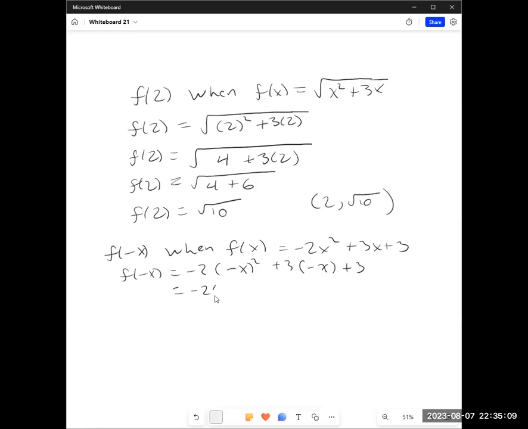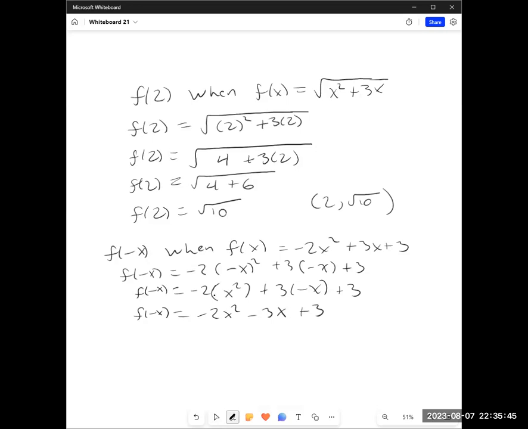Take care of my exponents first. Now I'm going to take care of my multiplication. And I don't have any like terms. So there's my f of negative x. f of negative x is going to be an important thing to us in a couple lessons when we talk about even and odd functions, and when we want to test for symmetry.